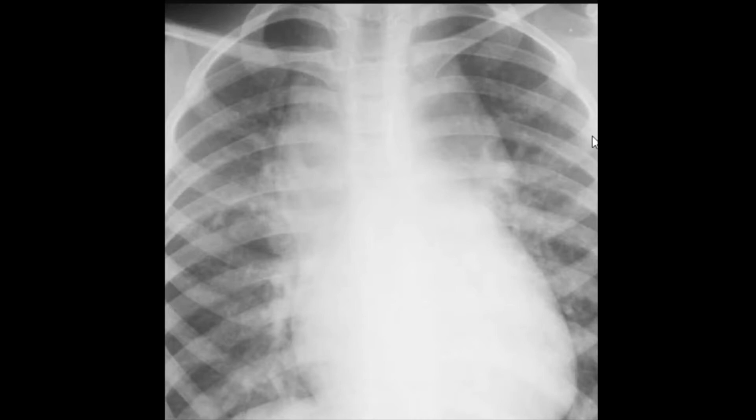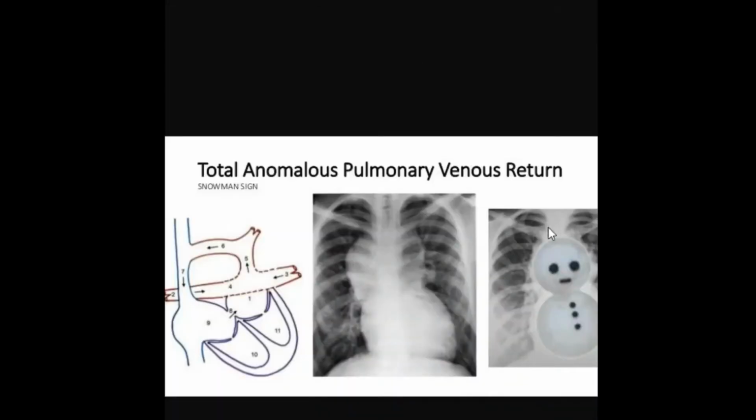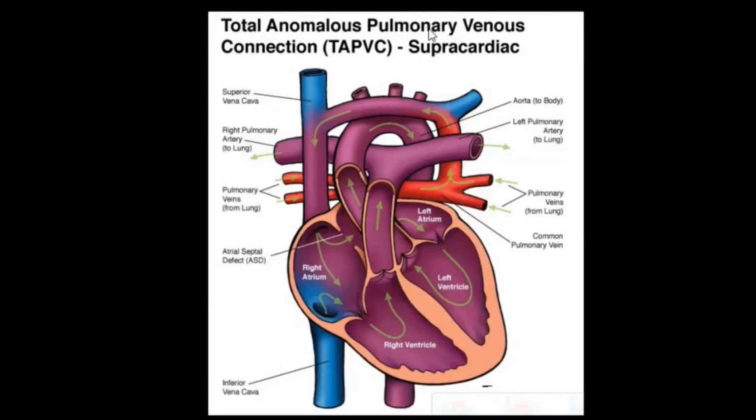So the name of this sign is the snowman sign, and some of these signs you have to have a decent imagination for, but here's an example. With the cartoon overlay, you can see the snowman and how it sort of resembles that. And this is indicative of a supracardiac total anomalous pulmonary venous return.